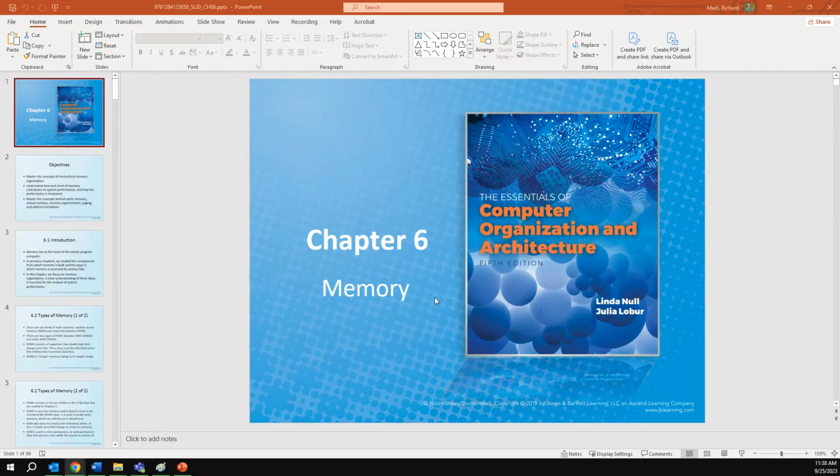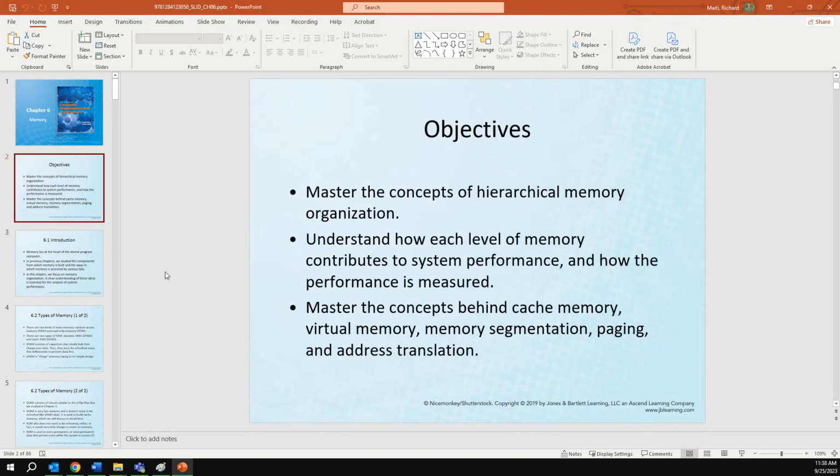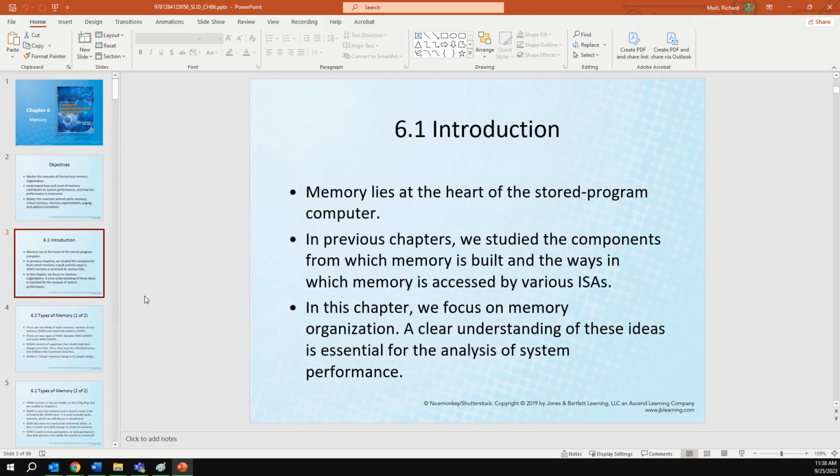So today for computer organization and architecture, we'll cover memory. So the objective is, we'll look into the concept of hierarchical memory, understand how each level of memory contributes to the system performance and how performance is measured. Also look into the concept behind cache memory, virtual memory, memory segment, paging, and address translation.